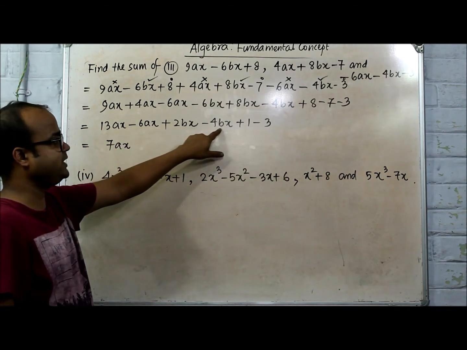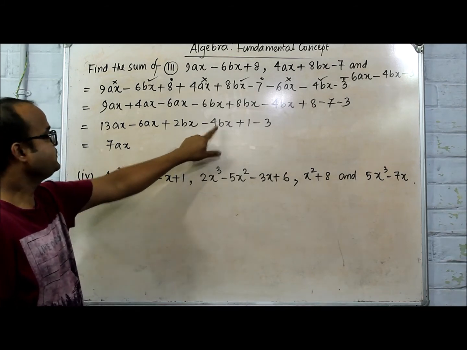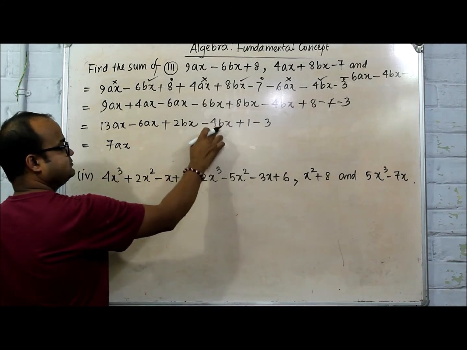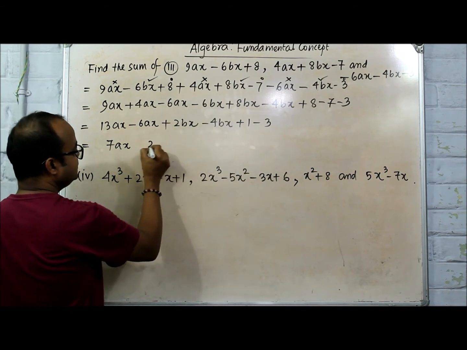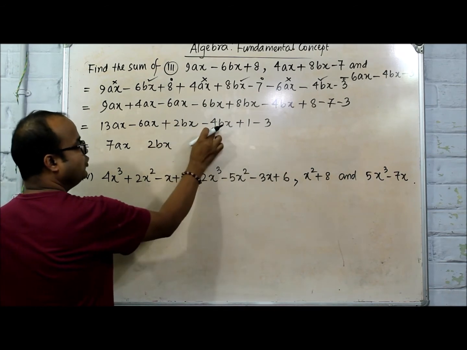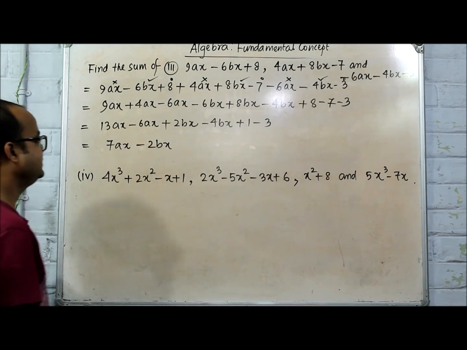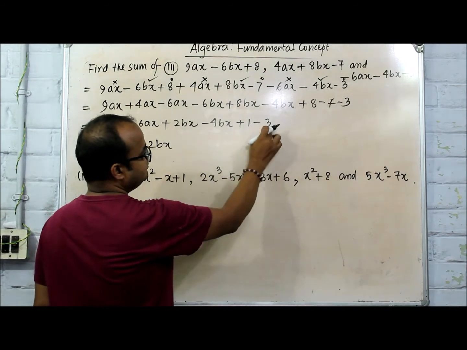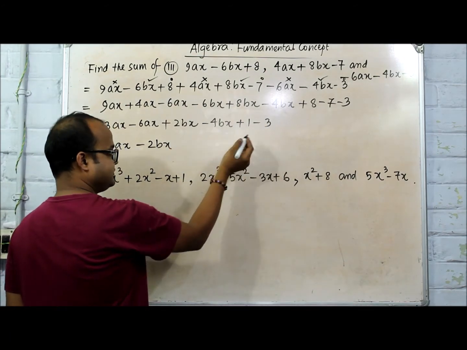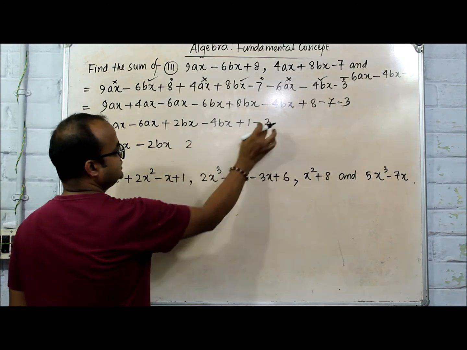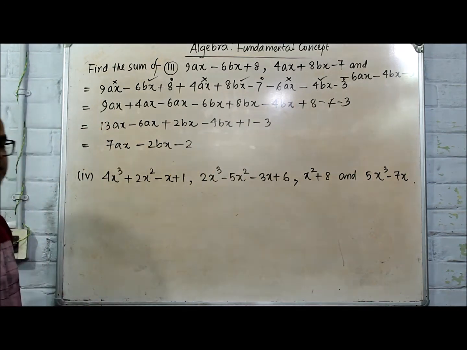2bx minus 4bx: opposite sign, subtract. So 4 minus 2 is 2bx. 4 is bigger, so the sign will be that of 4, which is negative. Then 1 plus 1 minus 3, that is 3 minus 1, opposite sign, subtract, 2. 3 is bigger in magnitude, so it will take the sign of the bigger number: minus 2.